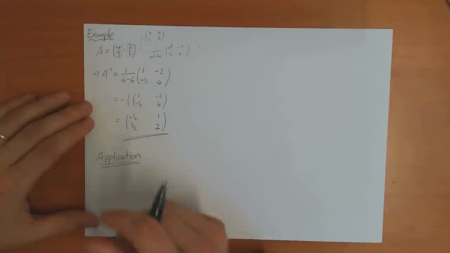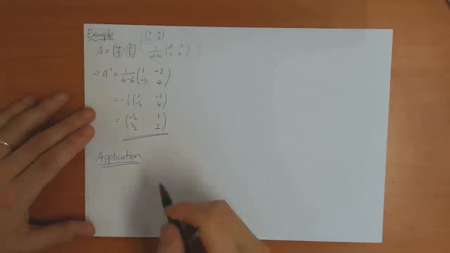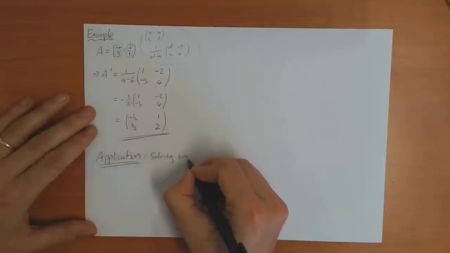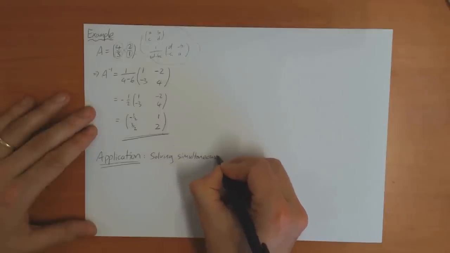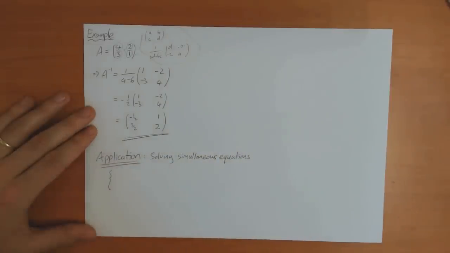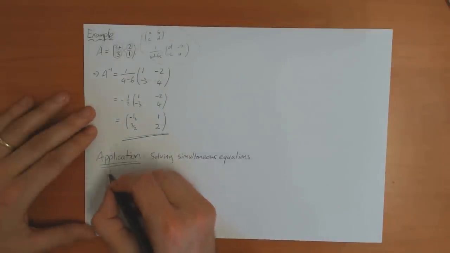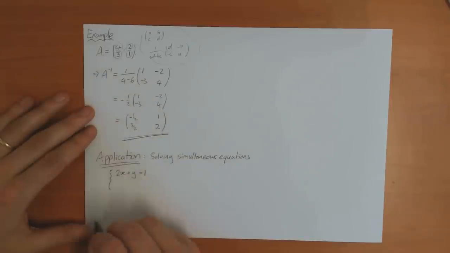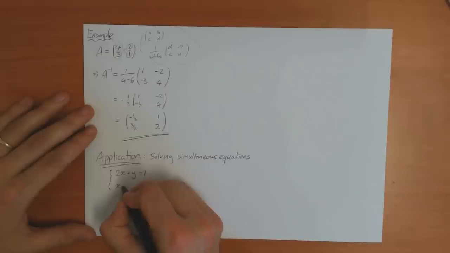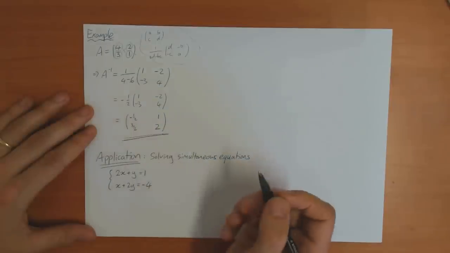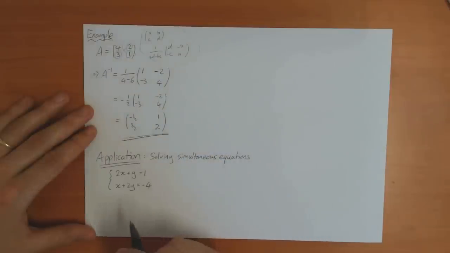So I just want to finish with an application of inverse matrices, which is going to be on the practice sheet this week. And this application is solving what are known as simultaneous equations. So simultaneous equations are a set of equations which you know are true at the same time using the same variables. So here's an example. Let's suppose that 2x plus y is 1 and x plus 2y is minus 4. Okay, so these are two equations. I know they're true at the same time. I want to solve them.